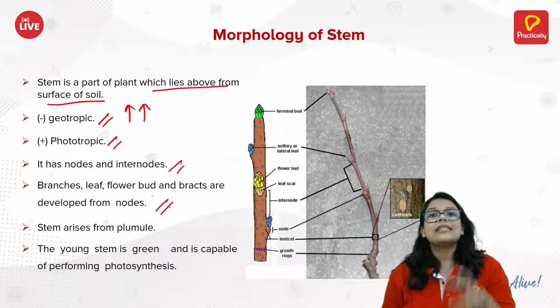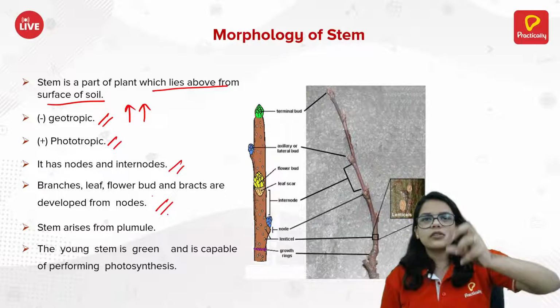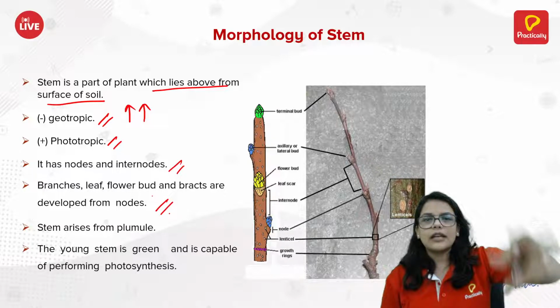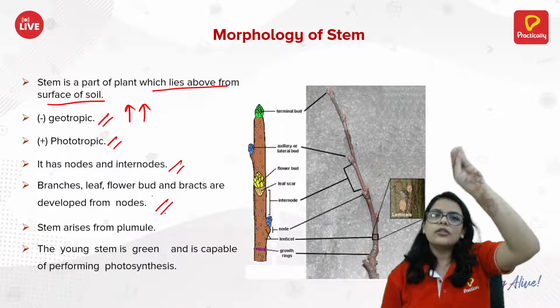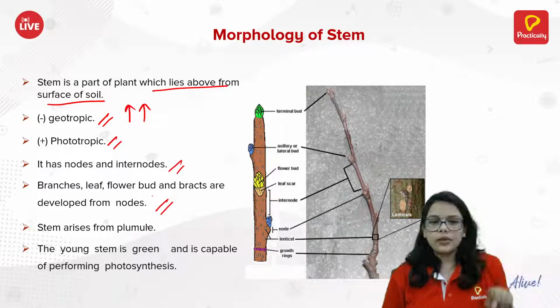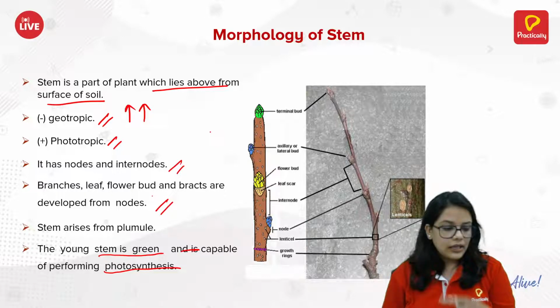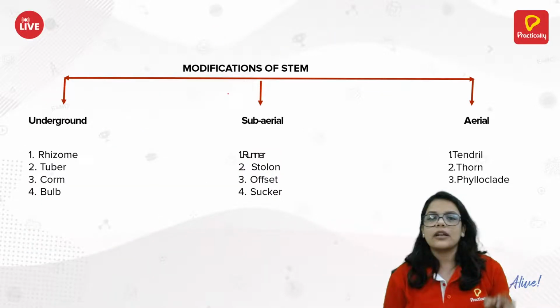Stem arises from the plumule. As I said, when you plant a seedling, it gives rise to a radicle and a plumule. Plumule is the one which gives rise to the shoot or the stem. Radicle is the one which gives rise to the root. A young stem is green and is capable of performing photosynthesis. So when it's young, at that time it can perform photosynthesis. Now again, similarly, as we saw in roots, we'll see in stem also, there are modifications.